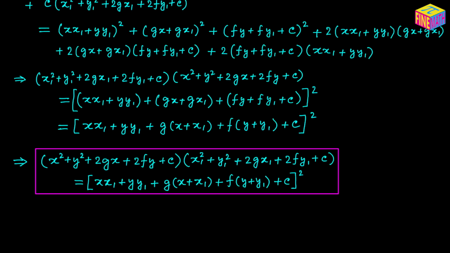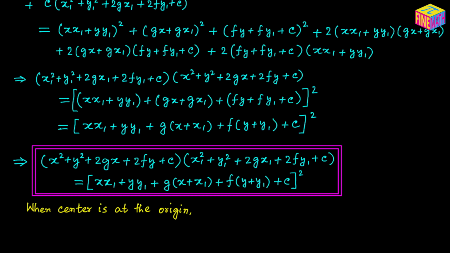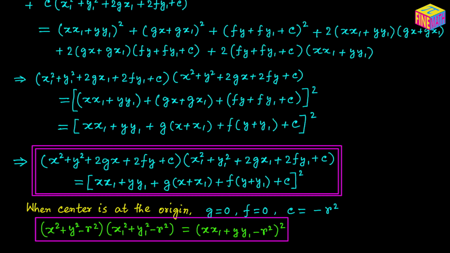Next, I am going to take a special case. When the center is located at the origin, g will be equal to 0, f will be equal to 0, and c will be equal to negative r squared. And if we substitute these values in this big equation, then our equation is going to simplify like this. And that is the simplified form when the center of the circle is located at the origin.